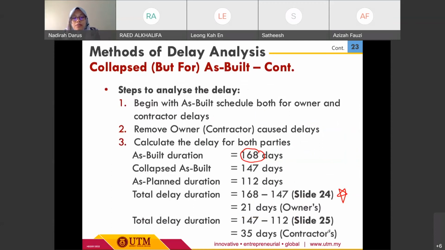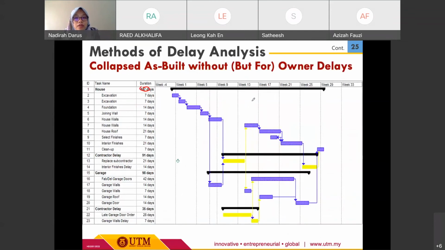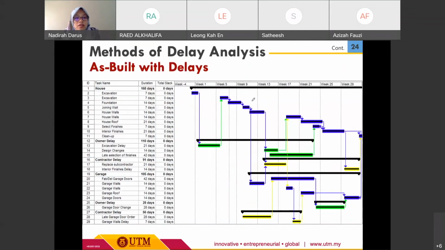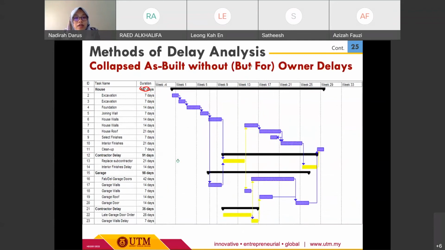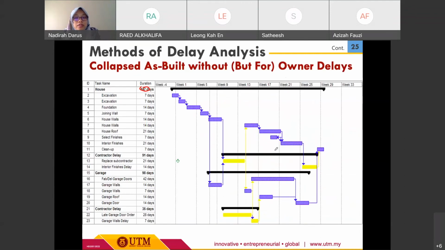In terms of the documents that we require for this method, it is more detailed as compared to the first one. However, we can calculate the delays for the owners itself and then for the contractor side. So this is the calculation, referring to the previous one: as-built with delay, as-built without owner delays. That's for the second method.